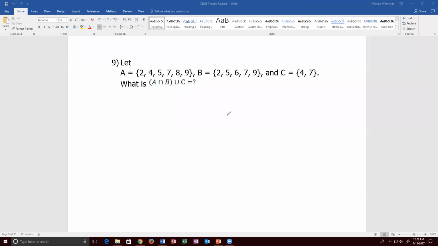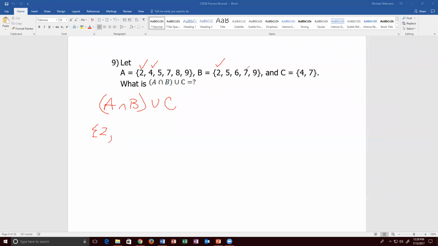Let's look at problem number 9 here. I'm asked to evaluate A and B union C based upon the given values here. So let's look at A union B. I only will return those values inside the parentheses here if they are common. So you'll notice I have 2 in both A and B. So my first set, I'm going to start out with a 2. I now go to 4.